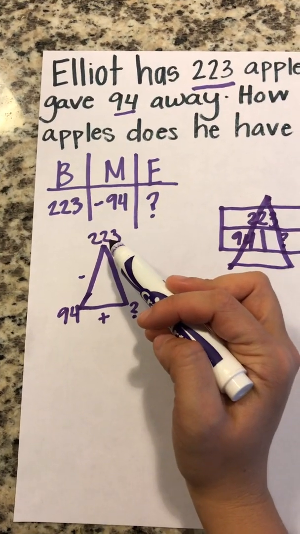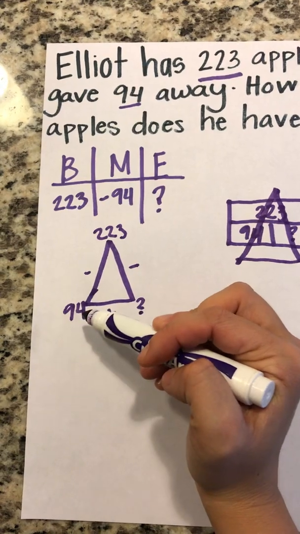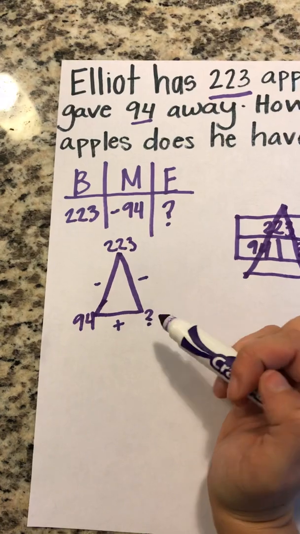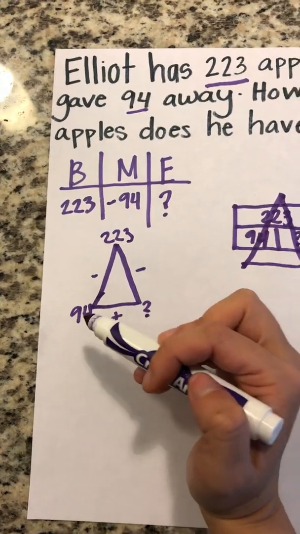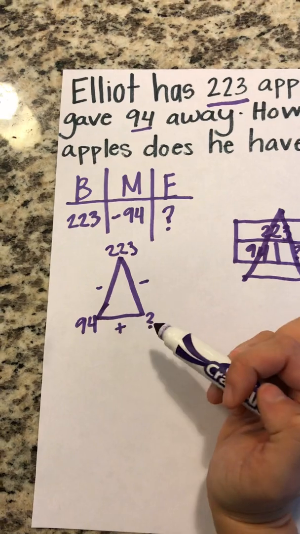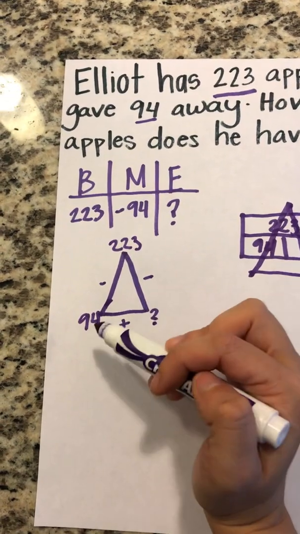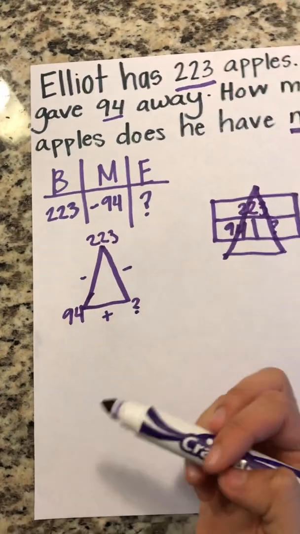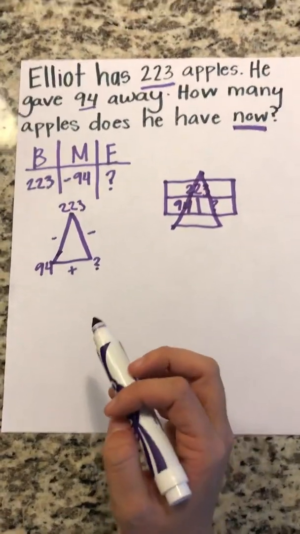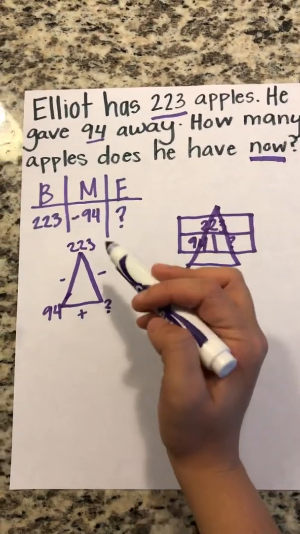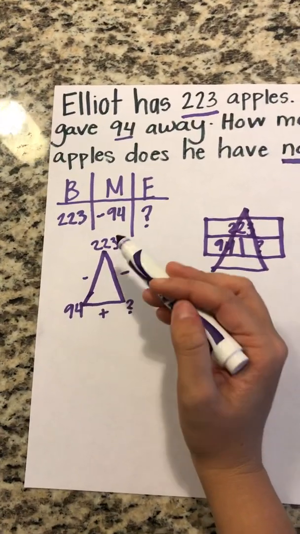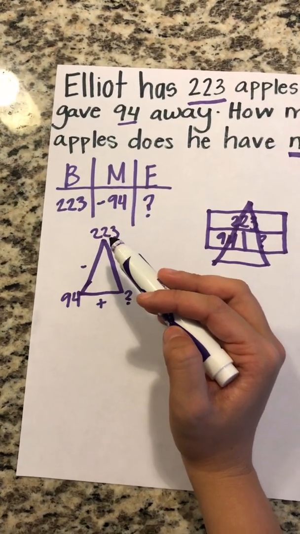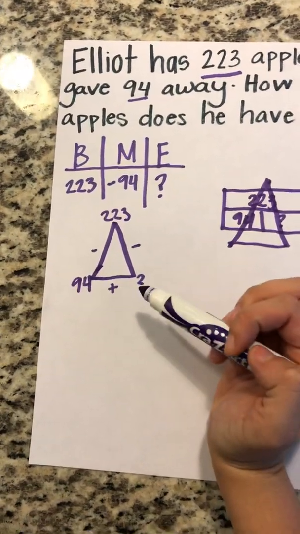So now we know that in a fact family triangle, we can move any direction. I can move 223 minus 94 equals my unknown. I can go 223 minus my unknown equals 94. I could do 94 plus my unknown gets me 223. I can move in any direction I want to move, okay? So in this case, I only want to go one direction because if I go any other direction, my unknown is in the middle of my problem and that doesn't make my life easy. I can only go 223 minus 94 equals my unknown.